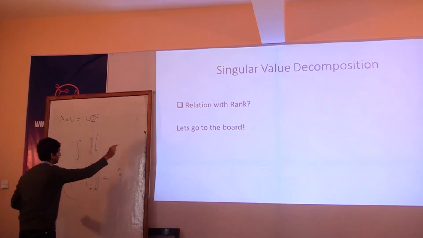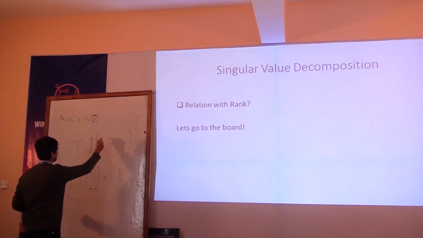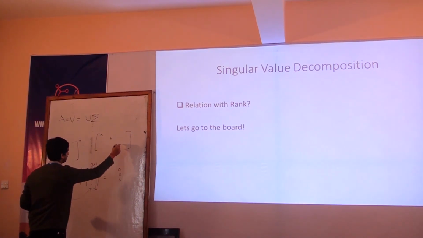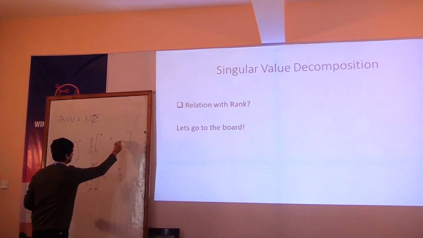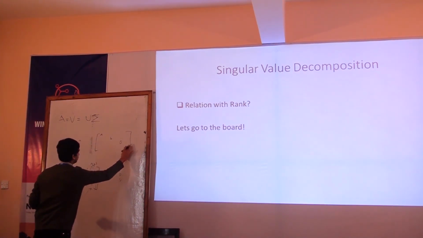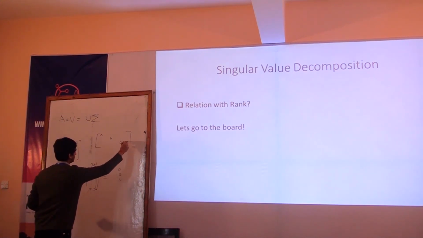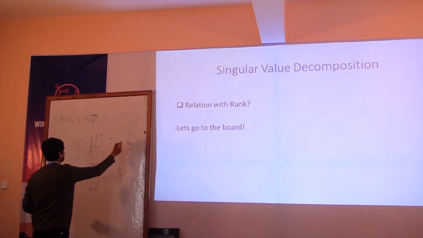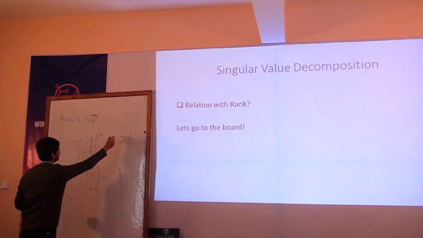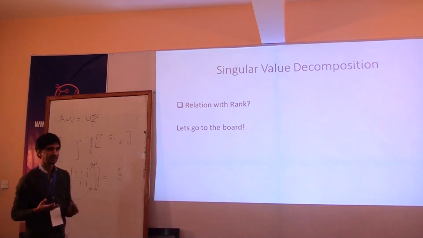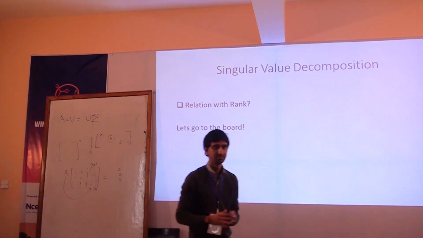So sigma is something like this, right? You have A, B, and let's say you have 0. It could be something like this, or 0, more. Not for this example, but it has rank 2 because only 2 diagonal entries are non-zero. So you can get the rank of the matrix by just doing singular value decomposition.